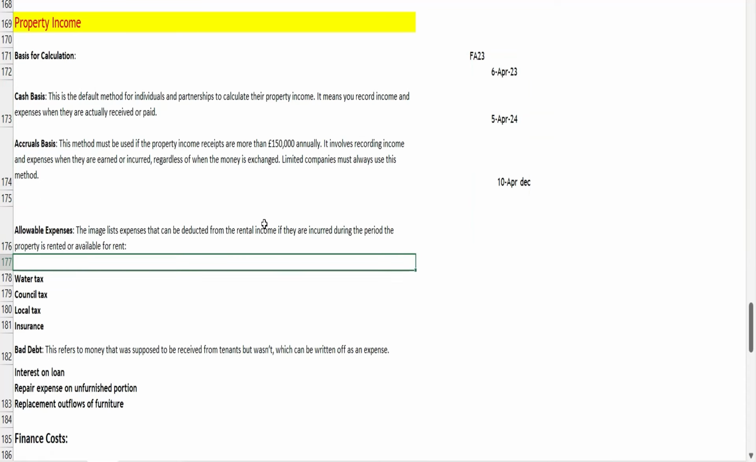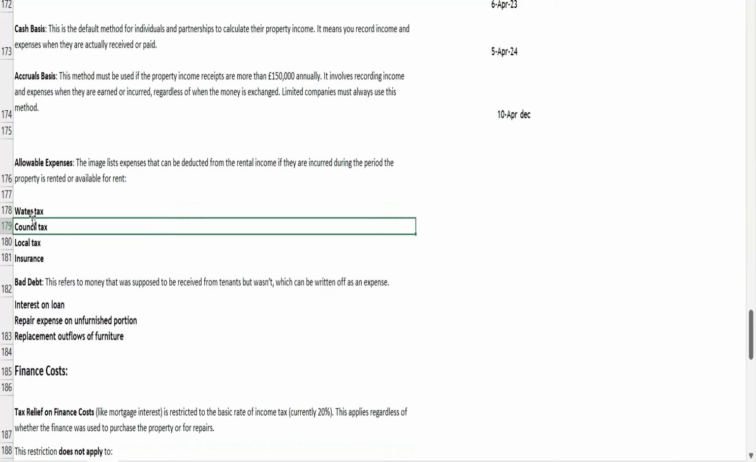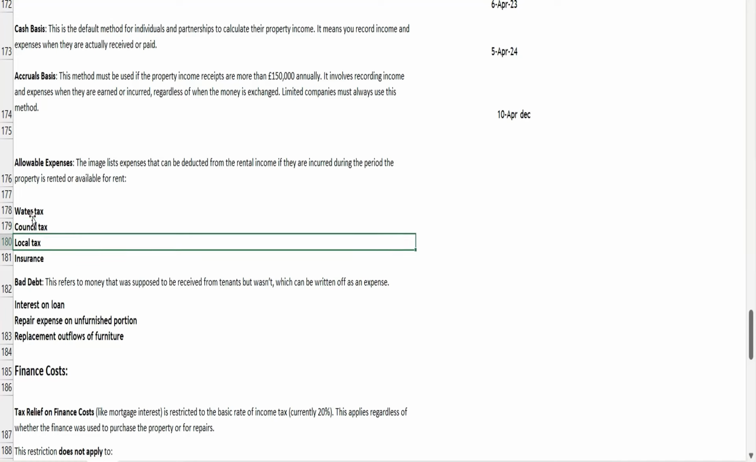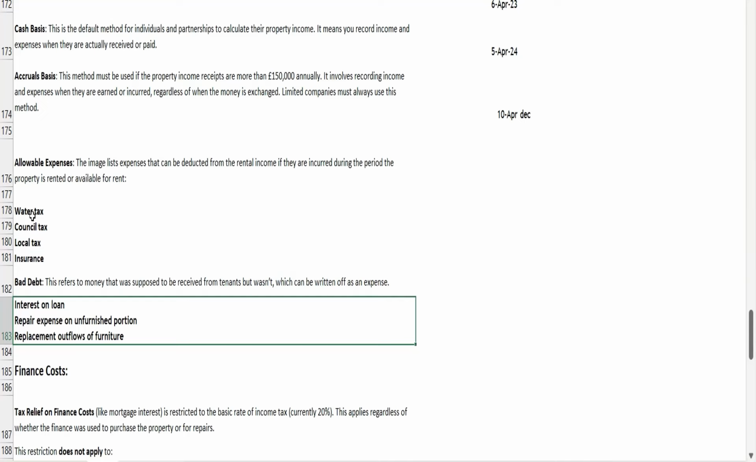So now allowable expenses. Okay, so what are the allowable expenses that we can deduct from the property income? These are the water tax, council tax, local tax, insurance, bad debt. Bad debt basically refers to the money that was supposed to be received from the tenant but wasn't received, which was written off as expense. Okay, so interest on the loan, if you have taken the loan and used it in the property, in that case the interest can also be deducted.